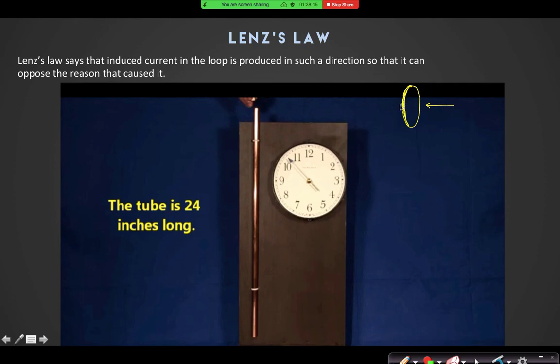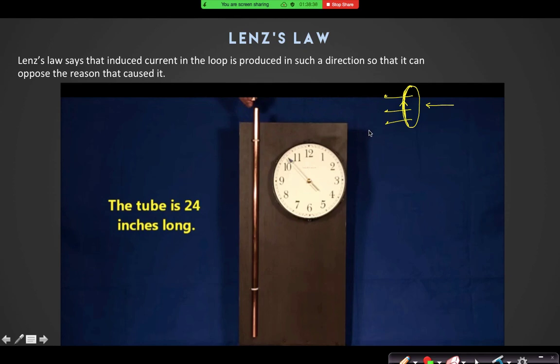Once current is in this direction, there is another current in the opposite direction. Now let us take them one by one. If the current is in this direction, then this current is also producing a magnetic field which is also in this direction. Yes or no?